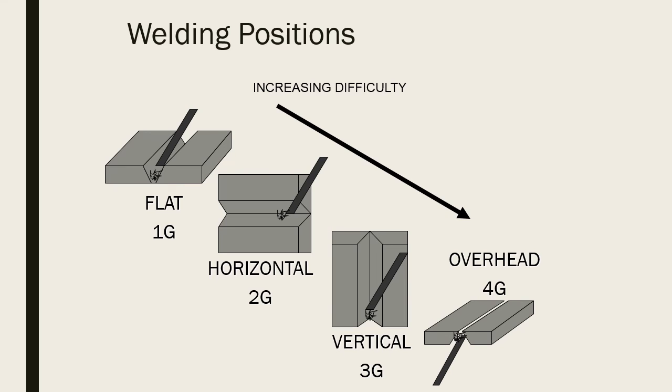Each code's different. You got to read them. I don't have them committed to memory. I got to look on the little chart every time. But generally, if you do 2, 3, or 4G, they'll give you 1G, which is flat.